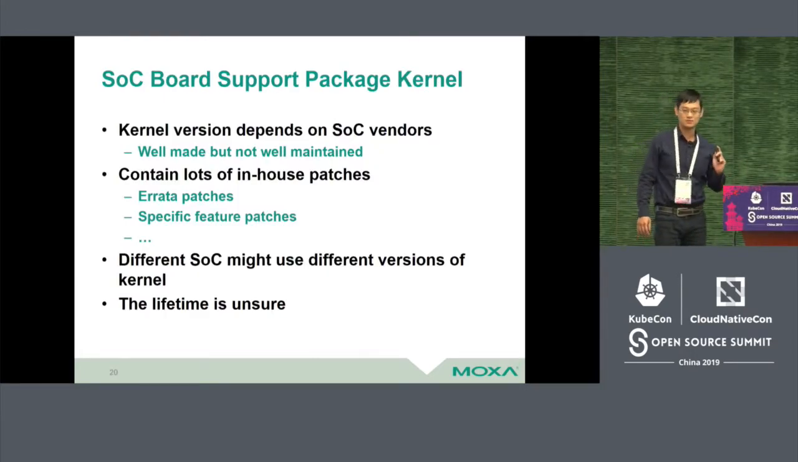Once we decide the type of kernel, we have to get the kernel. There are many sources. The first is the SoC board support package kernel, that is, the BSP kernel, which is provided by the SoC vendor. If we use that kernel, it causes some issues. Different SoCs might use different versions of the kernel. That means if we have more than 10 SoCs, we might maintain 10 versions of the kernel at the same time. The most important issue is that the lifetime is unsure.